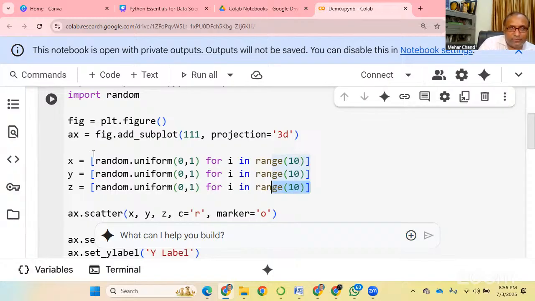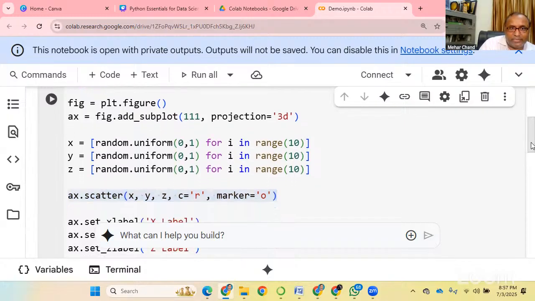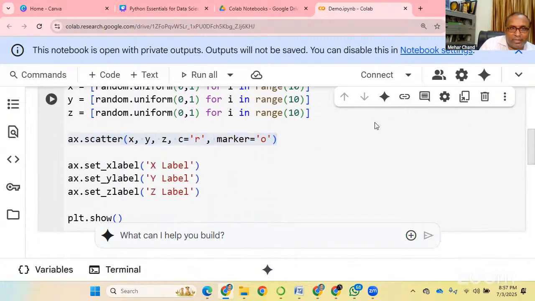So X, Y, Z are the variables we have, and in other words the length of each variable must be equal. Values will be different, but length must be equal. Then this statement is used for the scatter plot: X, Y, Z, c equal to r, marker is o. Then you can set the X label, Y label, Z label, and plt.show, and then Shift and Enter.